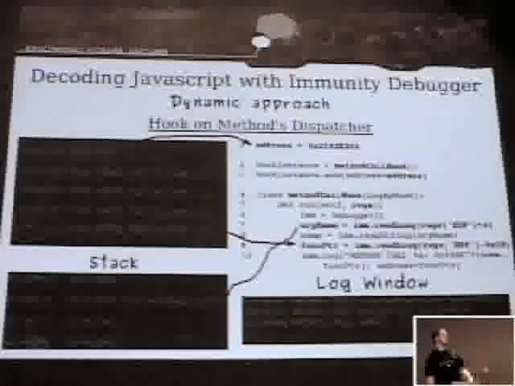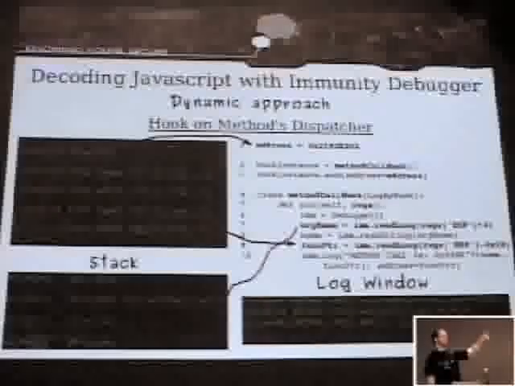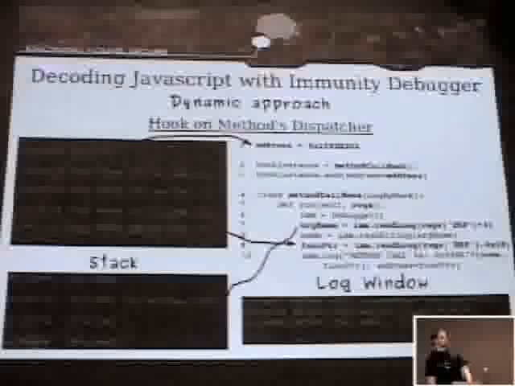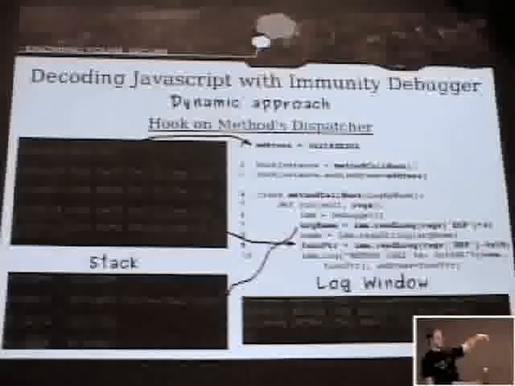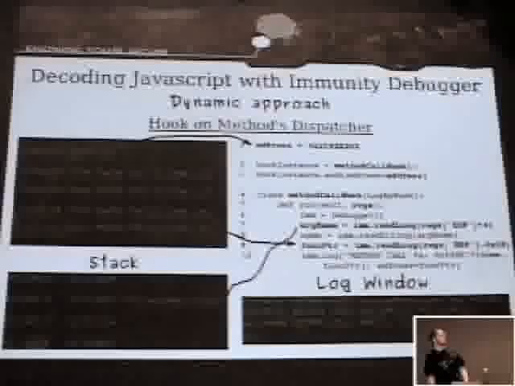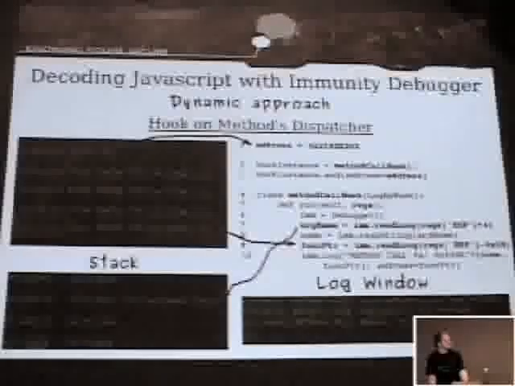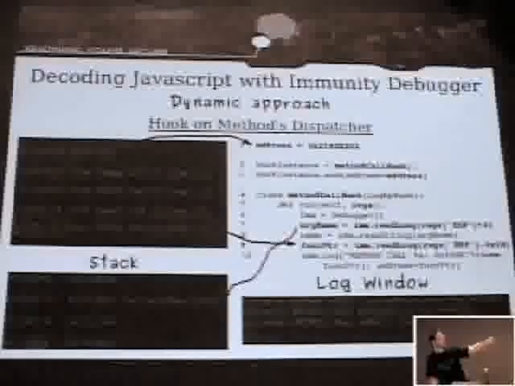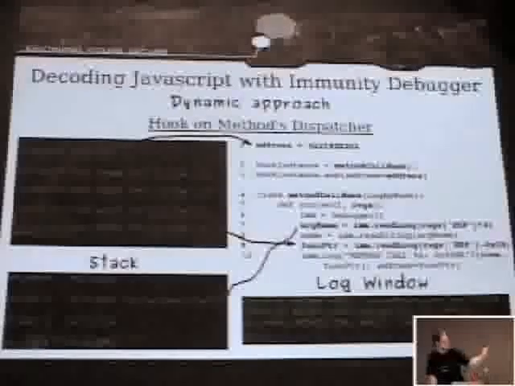Well, this is the script itself. We have this class called hooks, which is a Python class. We get the ESP value, then we get the string from there. And we do just a print in the log window.